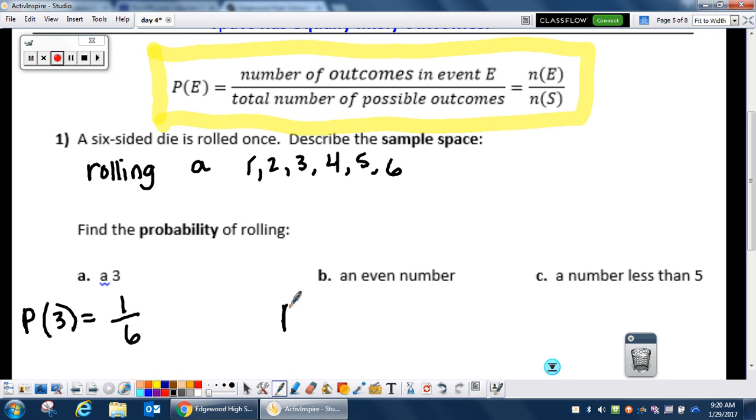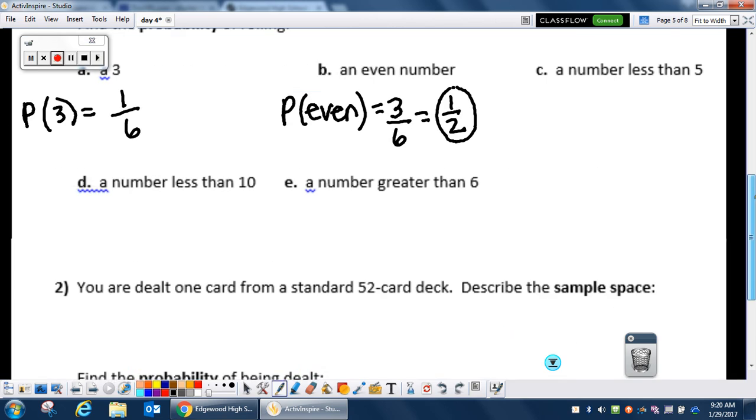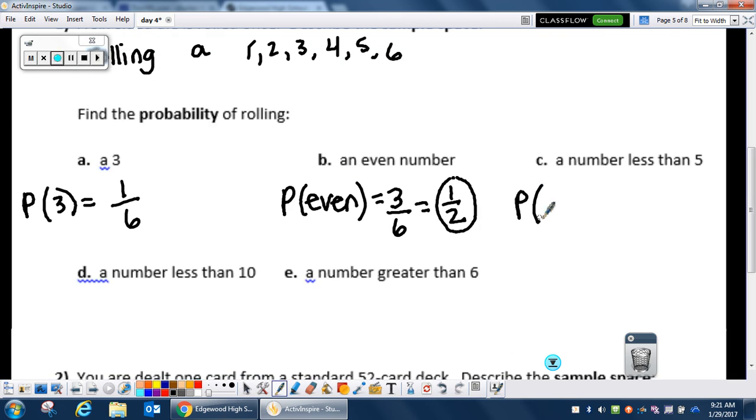So then the probability of rolling an even number, so 2, 4, or 6. You see that's 3 over 6, but what can you do with that? That's right, you can simplify. Please simplify when you can. All right, a number less than 5. How many numbers are less than 5? So 1, 2, 3, 4. 4 out of 6. Make sure you simplify that to 2/3.